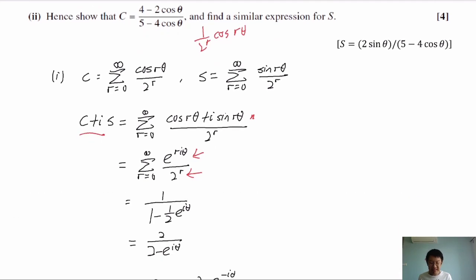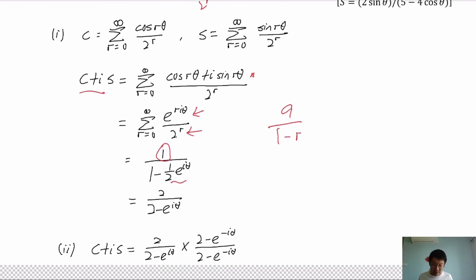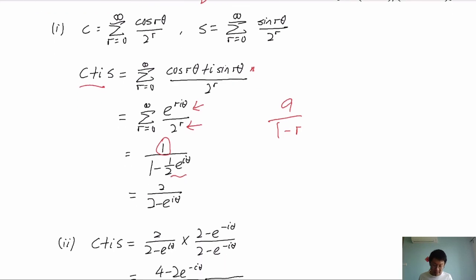So this is a sum of a GP, in fact a sum to infinity of a GP, which is a over 1 minus r. The a here is the 1 when r equals 0. So the r here is a half e^(iθ). From there we can see this is our r, and I just have to tidy it up a little bit. So we have 2 over 2 minus e^(iθ).